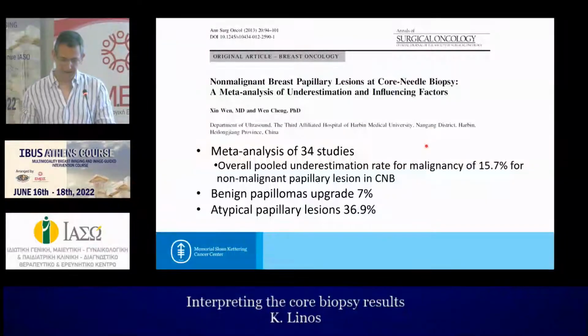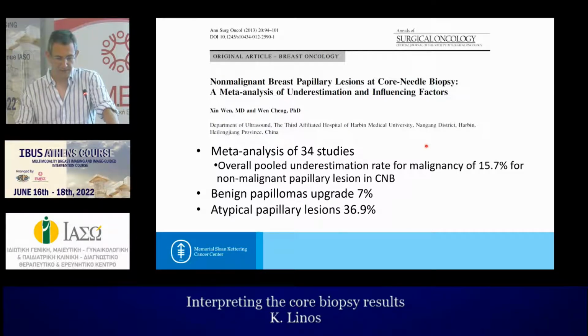So this is a very classic case. There was a meta-analysis done of 34 studies, from more than 15 years ago to very recent, that the overall pooled underestimation rate of malignancy was about 15.7% for non-malignant papillary lesions on core needle biopsy. The upgrade for benign papillomas was about 7%, and for atypical papillary lesions about 37%. But it's actually pretty interesting.